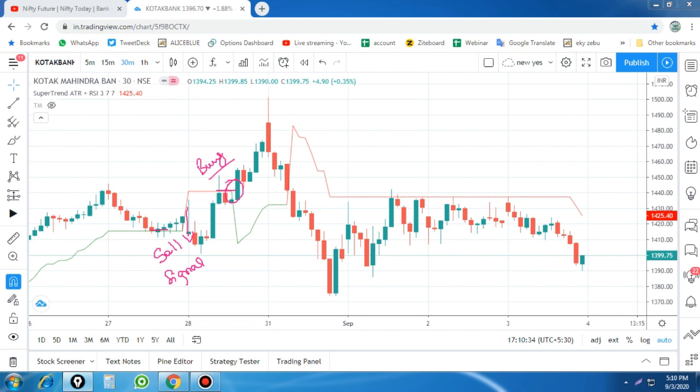If I read the Super Trend lines, sometimes the Super Trend line picks up, sometimes the Super Trend stop loss line falls down, and sometimes the Super Trend line is very flat. These 3 scenarios I can use for my trading, and they will give me some good results in my intraday as well as positional trading. That is the important point we understand from this Super Trend line, and how I am going to trade based on that.